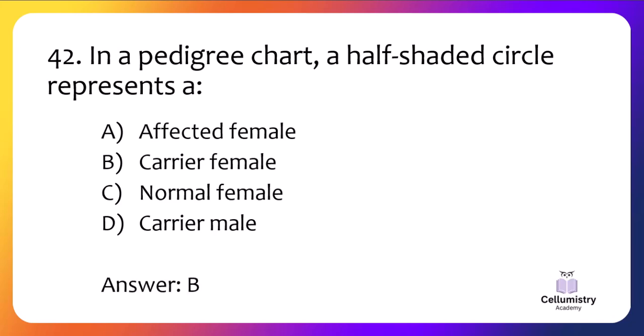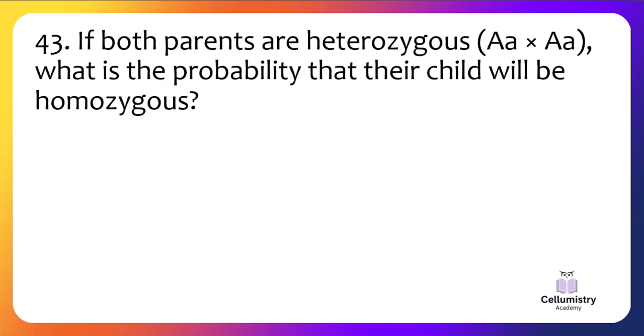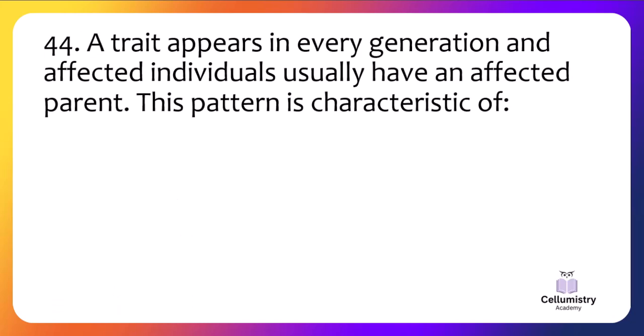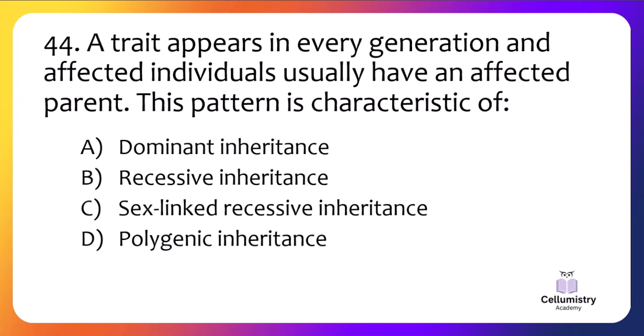In a pedigree chart, a half-shaded circle represents a... Answer is B, carrier female. If both parents are heterozygous, capital A small a crossed with capital A small a, what is the probability that their child will be homozygous? Answer is B, 50%. A trait appears in every generation and affected individuals usually have an affected parent. This pattern is the characteristic of... Answer is A, dominant inheritance.